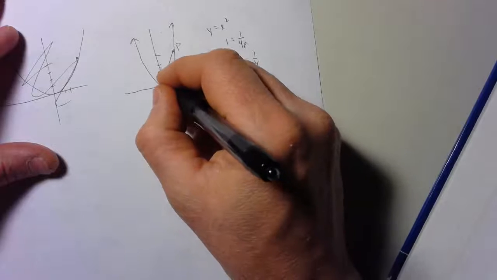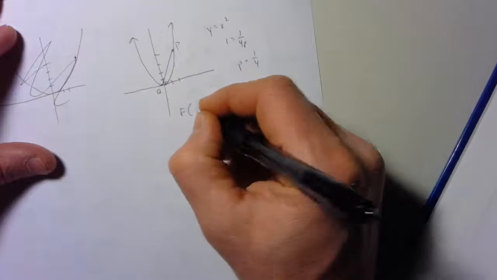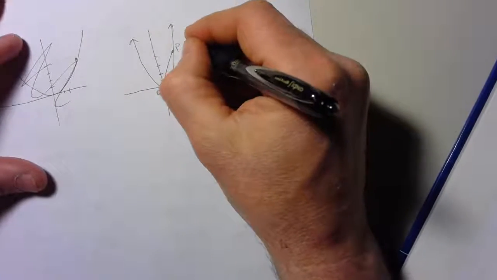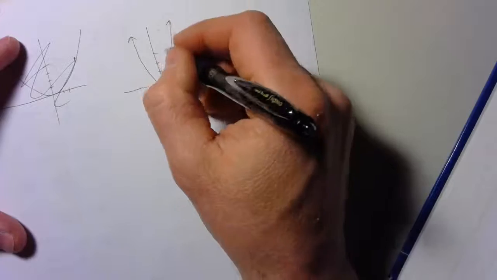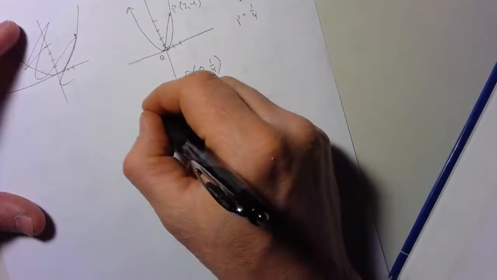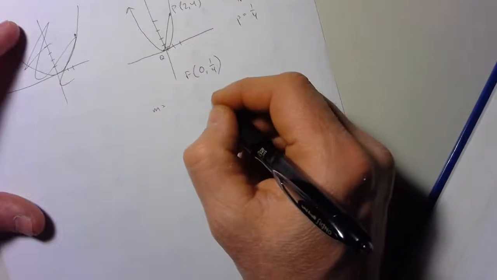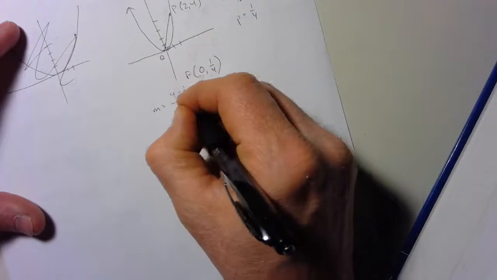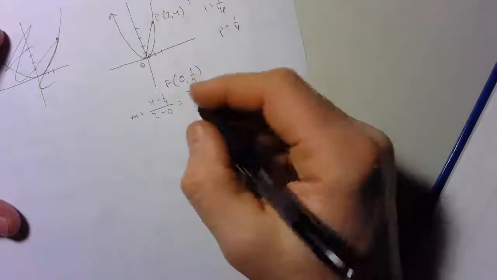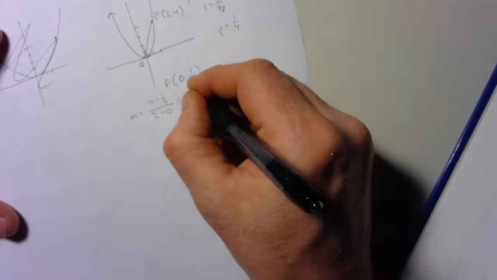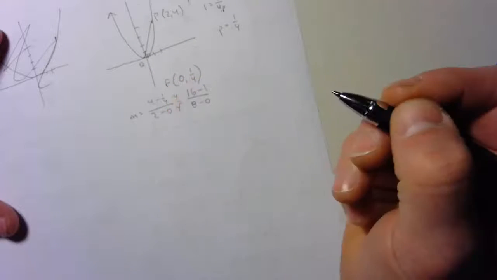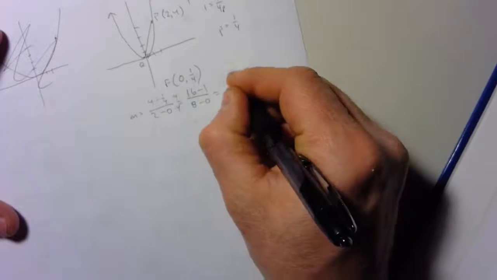I know that the focus is on this line. The coordinates of the focus are 0, 1/4. I know the coordinates of this point are 2, 4. I can get the equation of the line and see where that line hits the parabola. So for the slope, 4 minus 1/4 over 2 minus 0. Rather than making fractions, I'm just going to scale everything by 4 here, to get 16 minus 1, so it's 15 over 8.